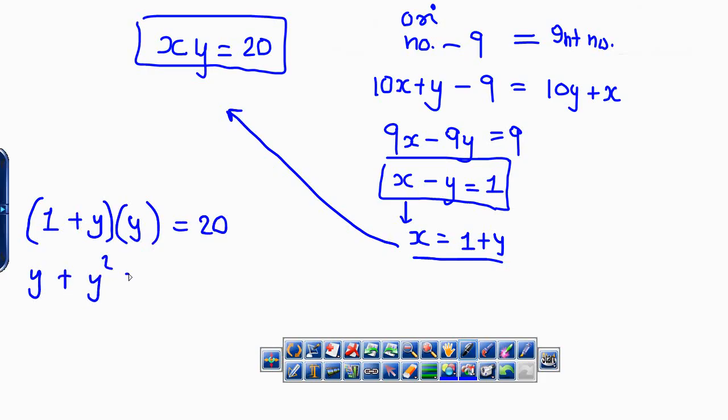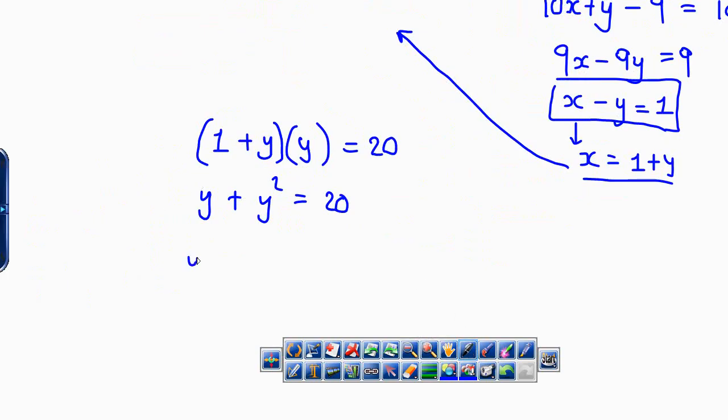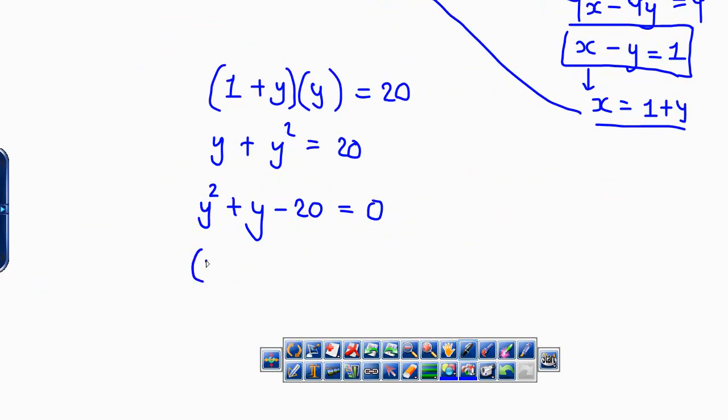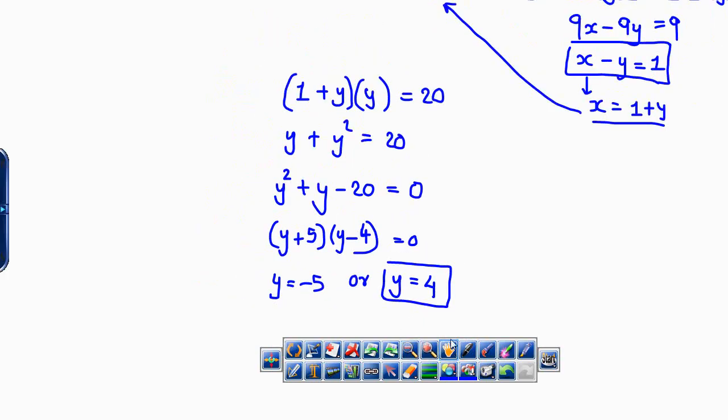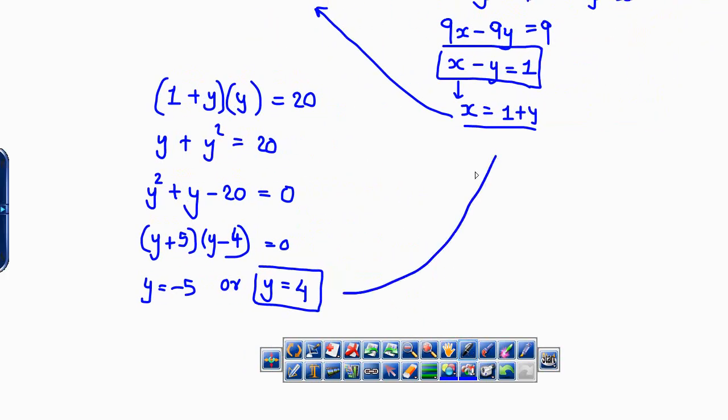So y plus y square is 20. Y square plus y minus 20 is 0. Middle term splitting, 5 4s are 20, y plus 5, y minus 4. Therefore, the value of y is minus 5 or the value of y is 4. और अगर y 4 है, you put it here, x is equal to 1 plus y.